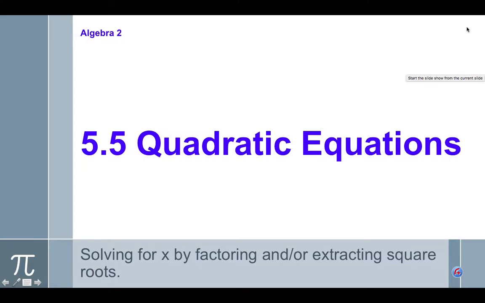Welcome, ladies and gentlemen, to our next section in our study of quadratics. This is going to be looking at quadratic equations. So this will be learning how to solve for x by factoring, what we did in the last lesson, and also using what's called extracting square roots. And as complicated as that sounds, it's actually the easier version if the problem looks a very certain way.